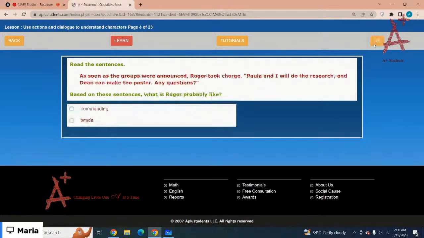As soon as the groups were announced, Roger took charge. "Paula and I will do the research, and Dean can make the poster. Any questions?" So, based on these sentences, what is Roger probably like? Which is the correct option? Commanding or timid? He is commanding others, like I will do the research, and you can do the posters. So, Roger is probably commanding.